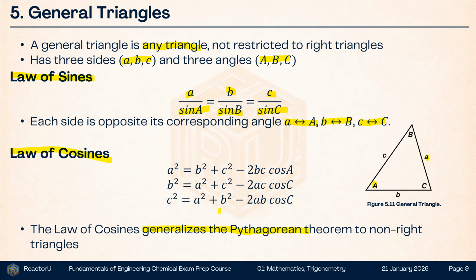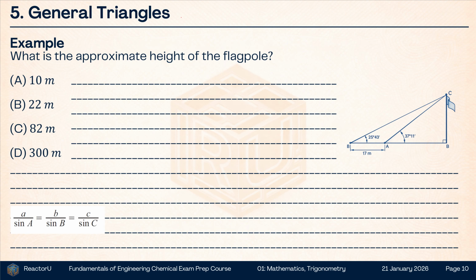If you simplify this into the form for a right triangle, so if you put the angle here as 90, this term will cancel, and you will be left with the normal Pythagorean theorem. But this is a general form that can be used for any triangle. So let's take an example.